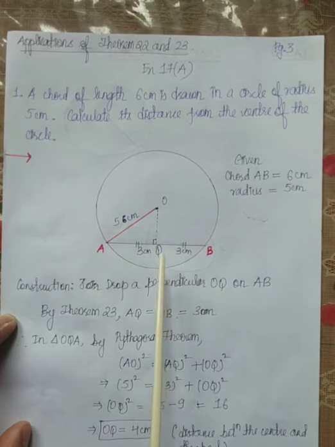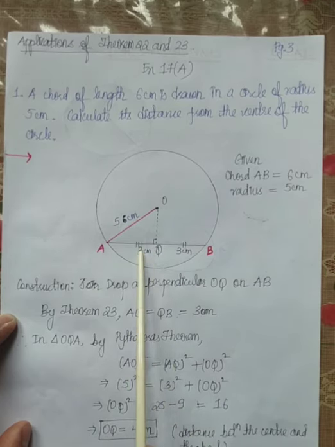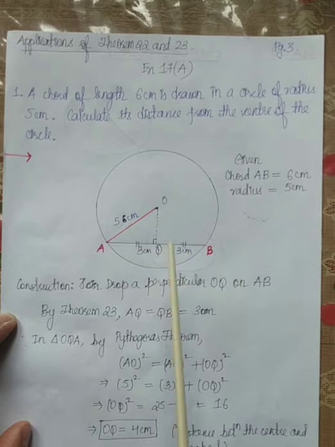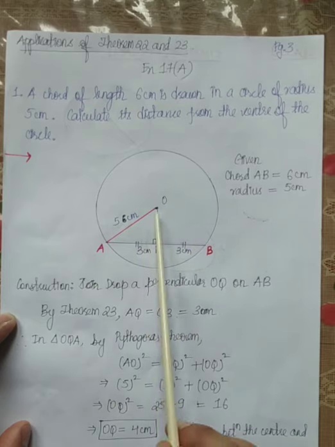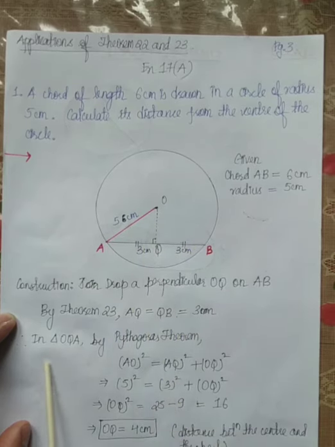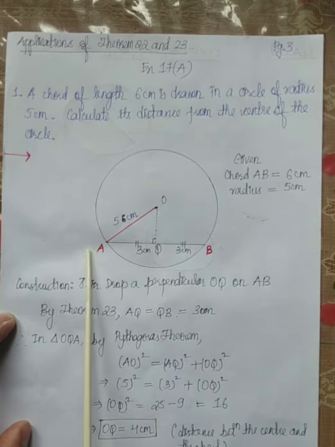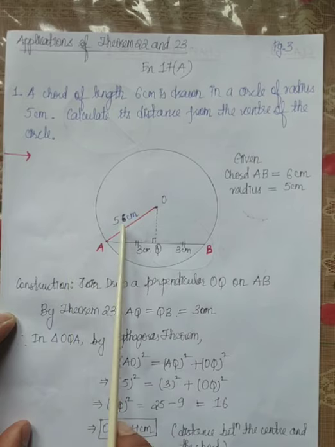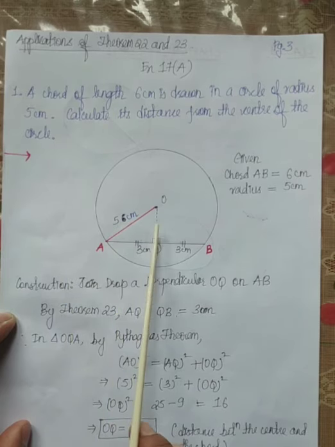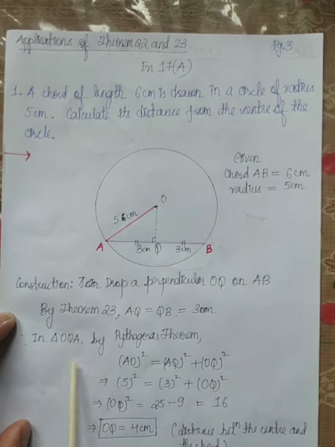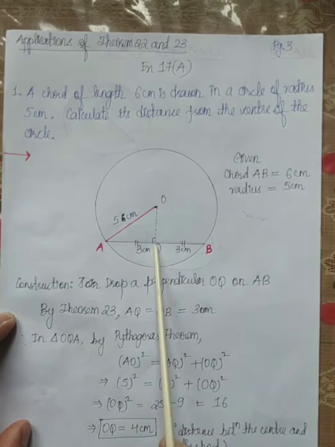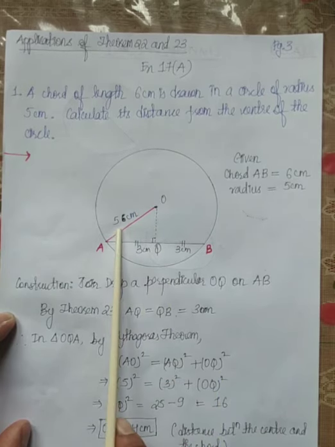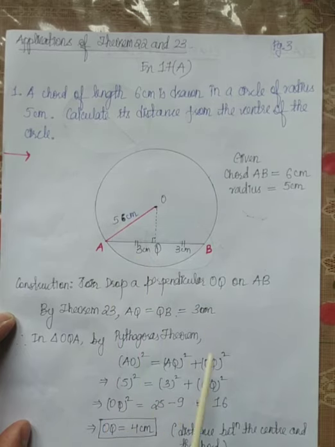Okay. So all in all, if I draw a perpendicular and this is 3, 3, then I can see there is a right angle triangle. OQA becomes a right angle triangle. So therefore, in right angle triangle OQA, by Pythagoras theorem, we know that this is my hypotenuse, this is perpendicular, this is my base. So using Pythagoras theorem in triangle OQA, 5 square equals 3 square plus OQ square. You solve it and you get the value for OQ as 4.